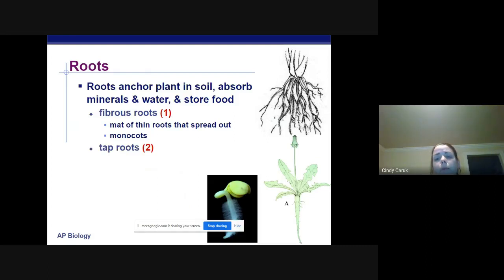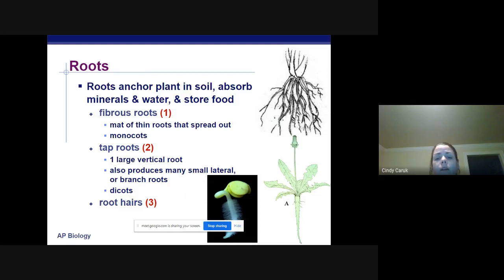The taproot, which is the one right below that, has one large vertical root. So these produce some small lateral roots, but that large vertical root is really going to hold it deep in the ground. It's going to use deeper sources of water than the fibrous root. And that's also why it's hard to pull out dandelions. And those are in dicots. Now, monocots and dicots are classes of flowering plants, or angiosperms.